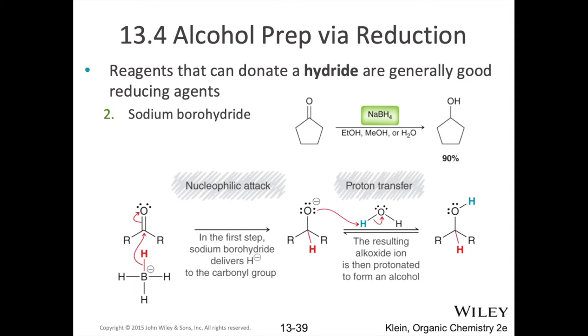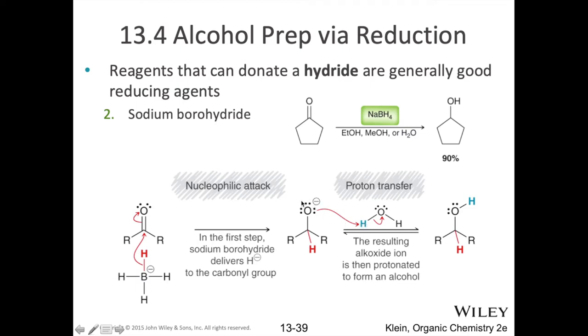So that's what happens here. Your hydride, being a great nucleophile, attacks that carbonyl carbon and shifts those electrons from that double bond up to the oxygen. Well, that in turn is now a nucleophile itself, and it can get protonated to get rid of that negative charge.